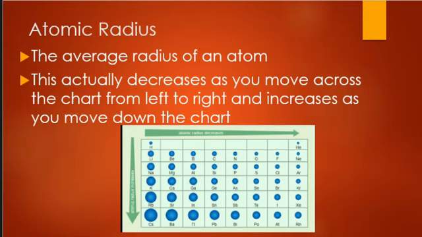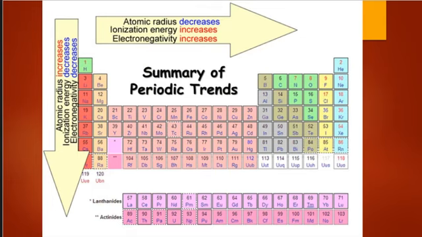It actually decreases as you move across the chart from left to right and increases as you move down. Your book will explain the reason a little better than I can, but the idea is that you're packing those protons in there. They'll actually pack closer together. It's like we're going to squish them closer together, which actually brings down the overall radius of the atom. Does this mean anything to us? Not really. It's not really important for us right now, but you can see it kind of looks like this.